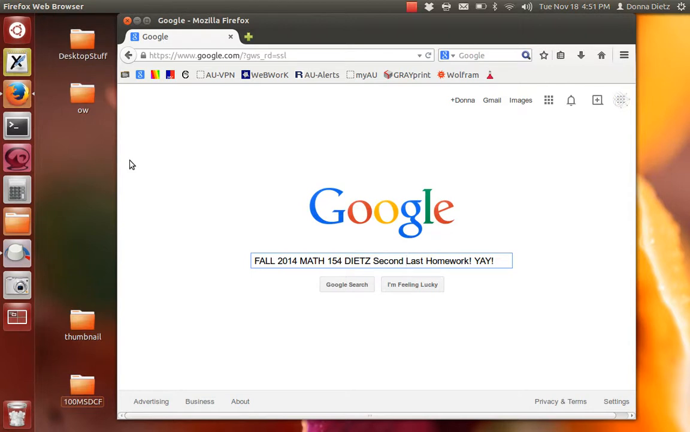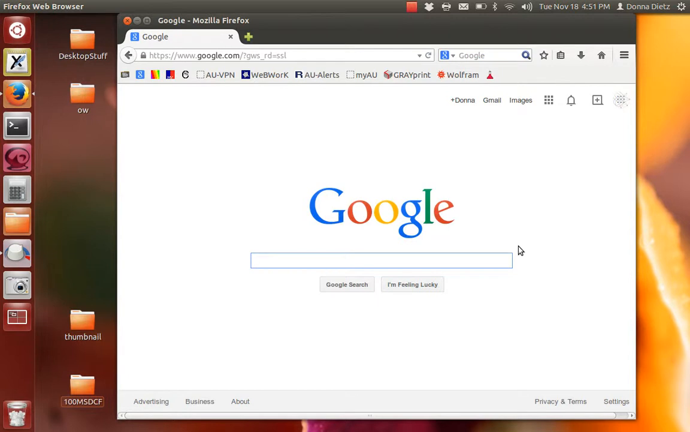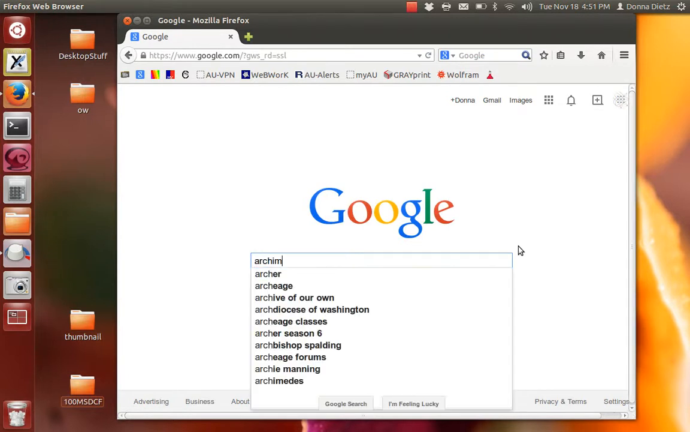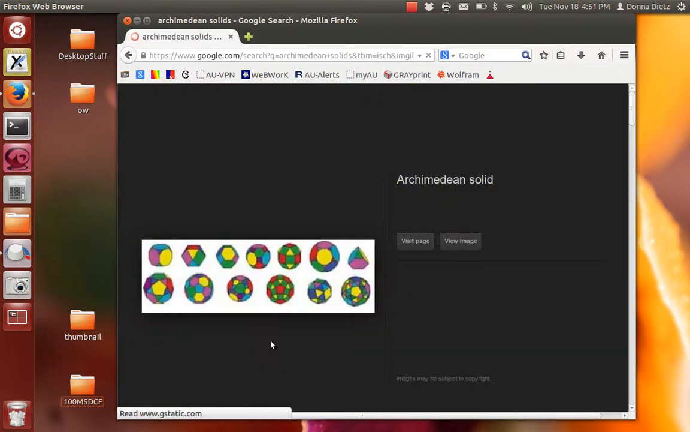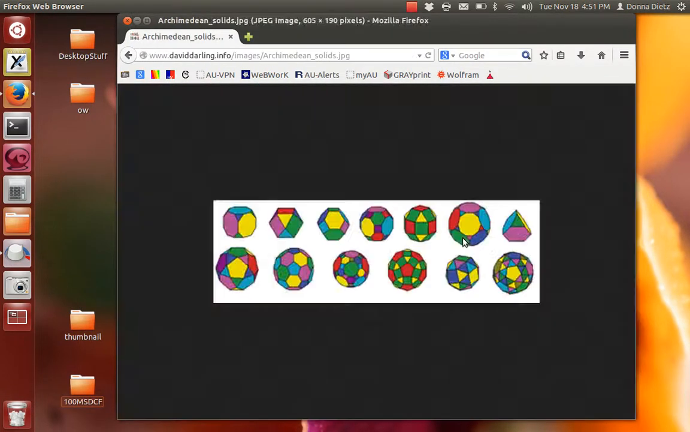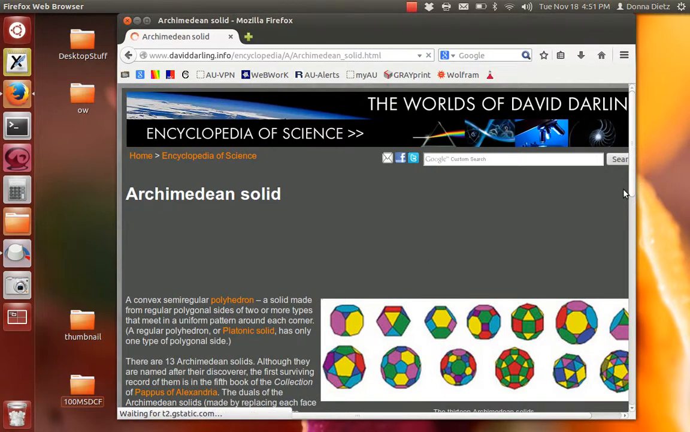So this is my explanation of how to do the second last homework for fall 2014 Math 154. And I thought I would start with Google, so that's where we start for everything, right? So we can start off and say, I want to look at Archimedean solids. Here we go. And these ones I recognize are from the website that I've been using, daviddarling.info, and so I actually want to see his page. Okay, and I will send you this link.